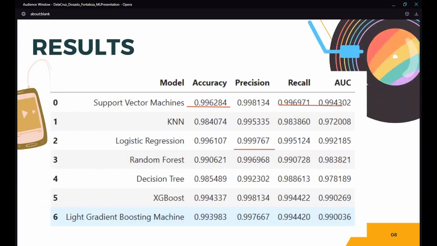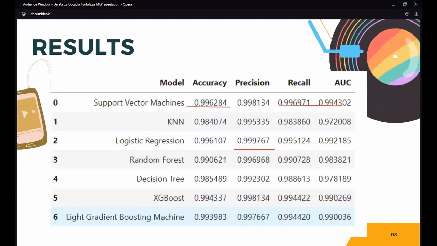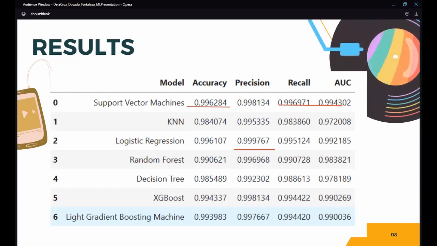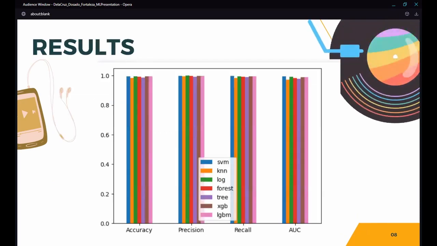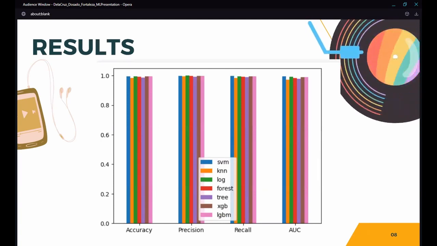So after training the data set in different models, the result shows that the SVM achieved the highest accuracy and recall values. However, for precision, we have the logistic regression. Next slide, please. So this is the visualization of the assessment of different machine learning algorithms. So next.